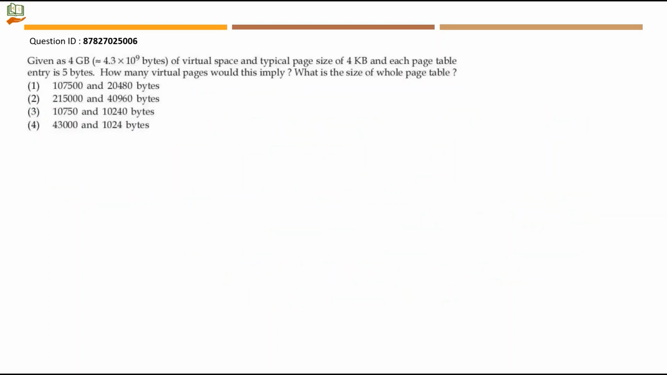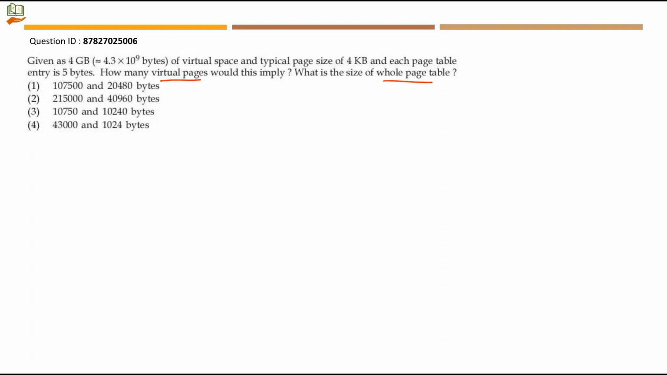Next question. Given 4 GB, approximately 4.3 into 10 power 9 bytes of virtual space, a typical page size of 4 KB, and each page table entry is 5 bytes. How many virtual pages would this imply? And what is the size of the whole page table? So there are two questions. We have to find the virtual pages count as well as the page table size.